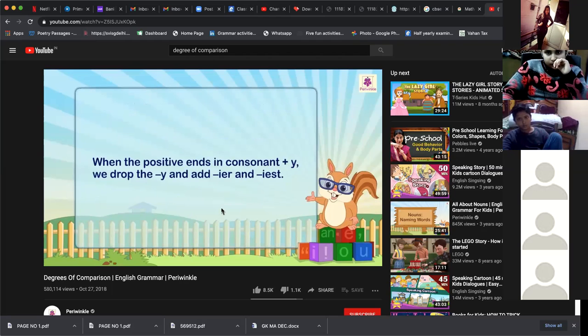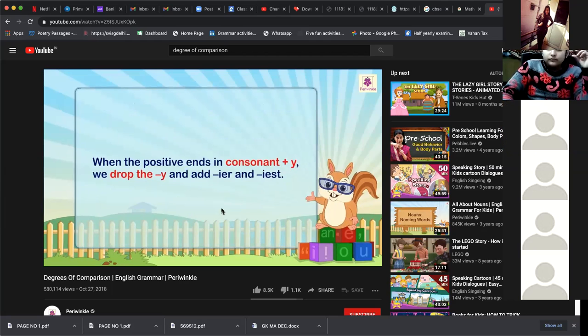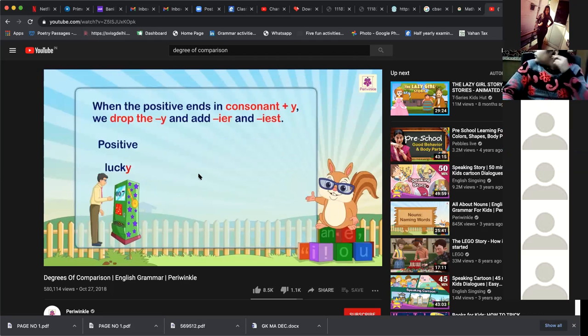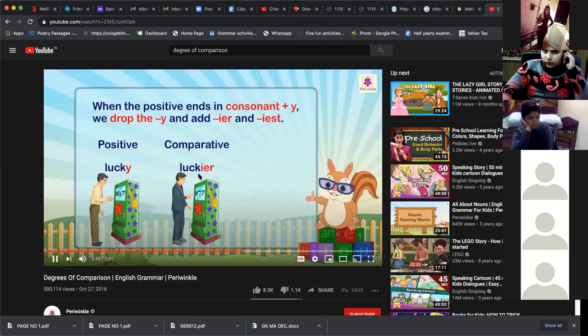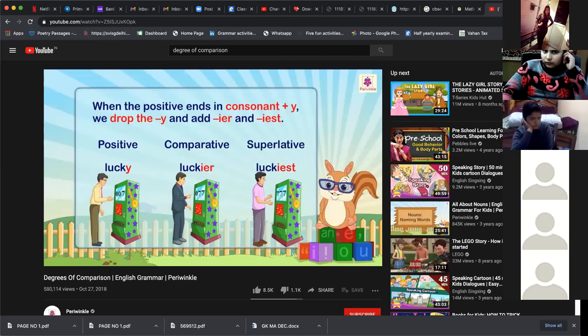When the positive ends in consonant plus Y, we drop the Y and add IER and IEST. For example, lucky, luckier, luckiest. These are just the rules for making the comparative and superlative. This is very self-explanatory. After this, we'll directly do the exercise, so please listen to this very carefully.